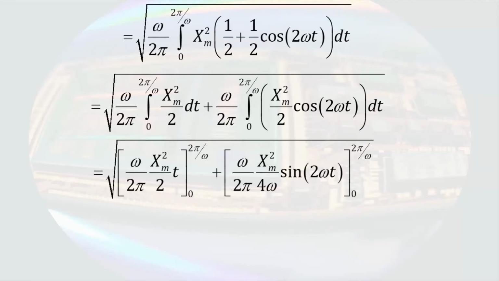Though this looks like a mess, when we evaluate the function, the period cancels for the term on the left and the sine function evaluates to 0. We are left with the square root of the square of the magnitude over 2. In the end, the RMS value of a sinusoid function is the magnitude divided by the square root of 2. Now we have an explanation for the factor of 1/2.